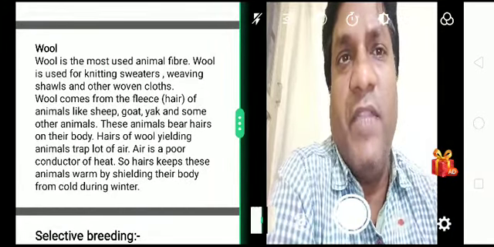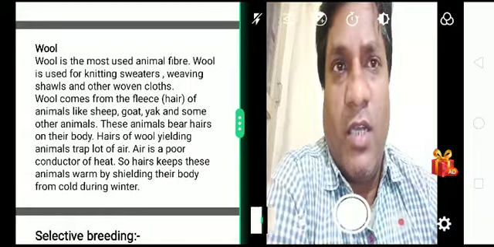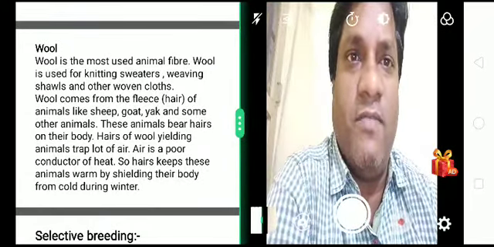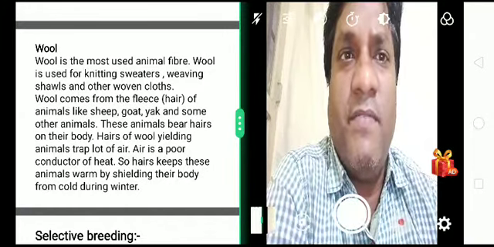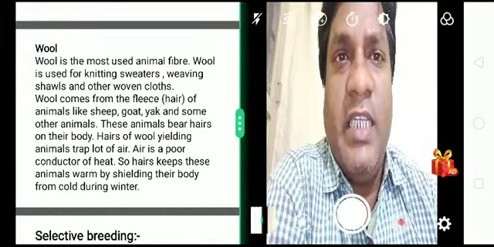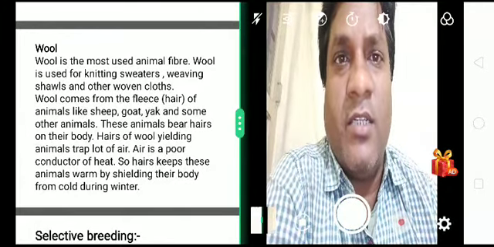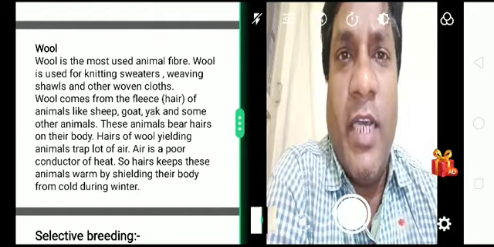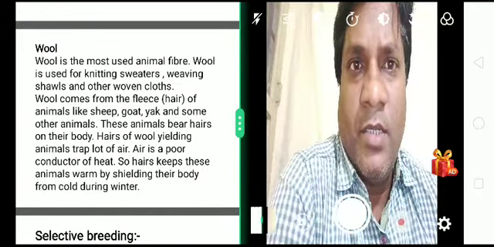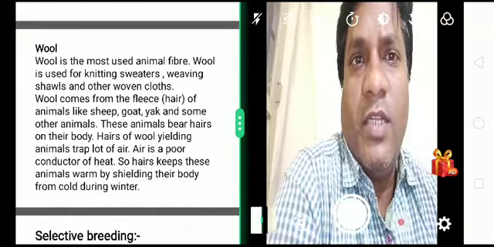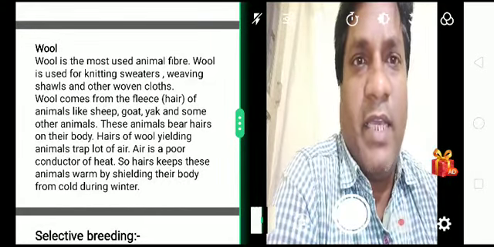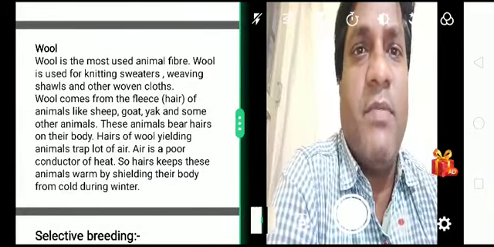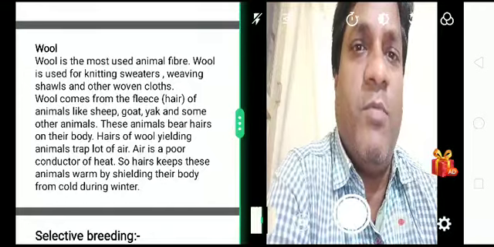Wool comes from the fleece, that means the outer layer of the skin, and along with hair, it is called fleece. The wool comes from the fleece of animals like sheep, goat, yak, and camel, and some other animals. These animals bear hairs on their body. The hairs of wool yielding animals trap a lot of air. Now, since air is a poor conductor of heat, the hairs keep these animals warm by shielding their body from cold during winter.